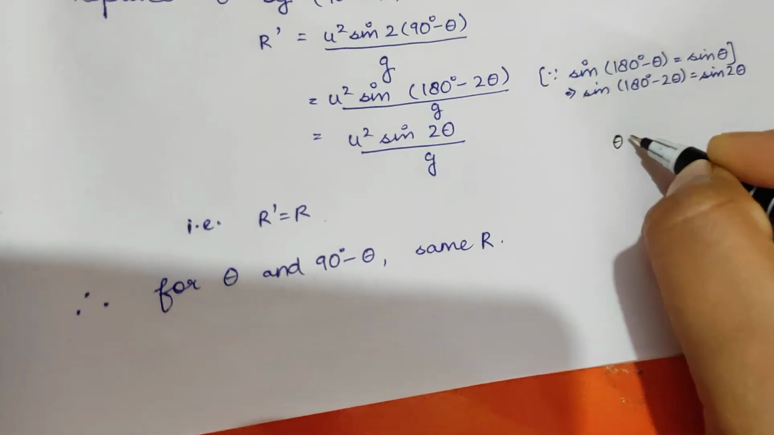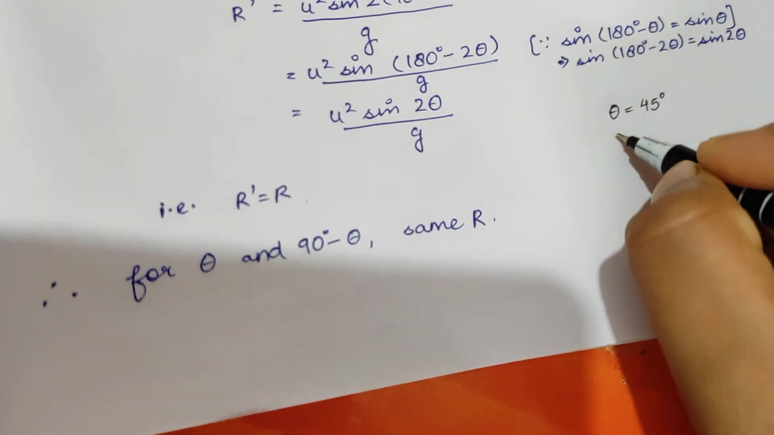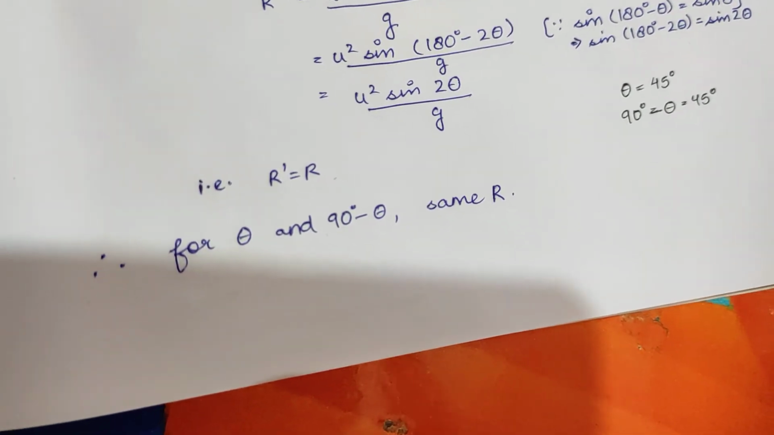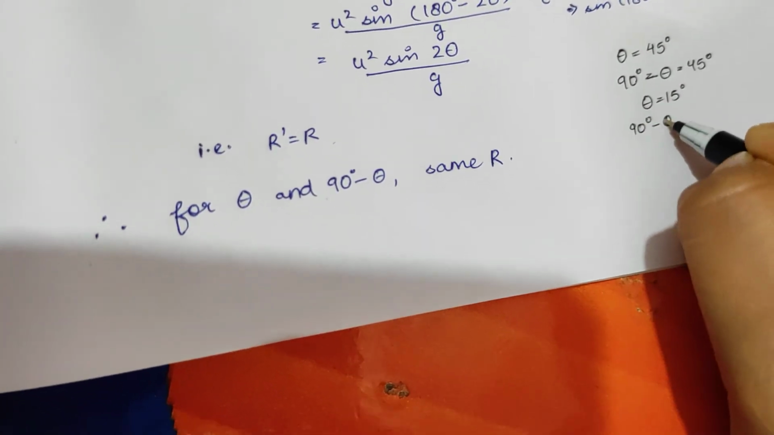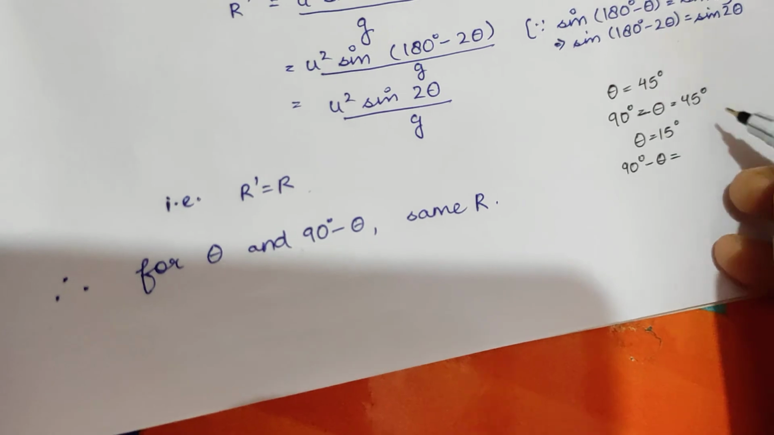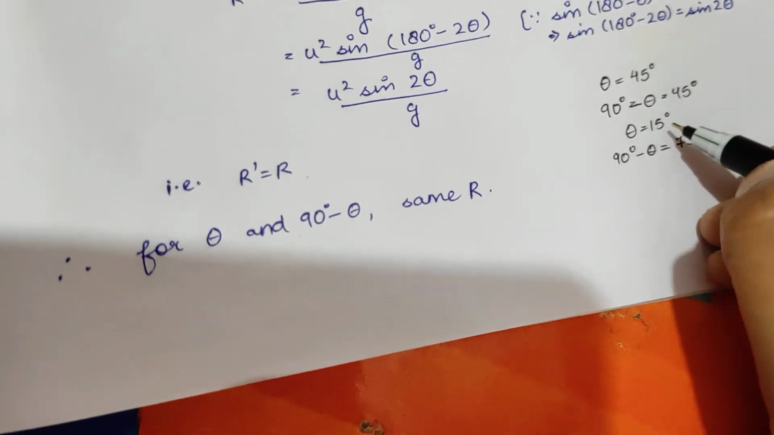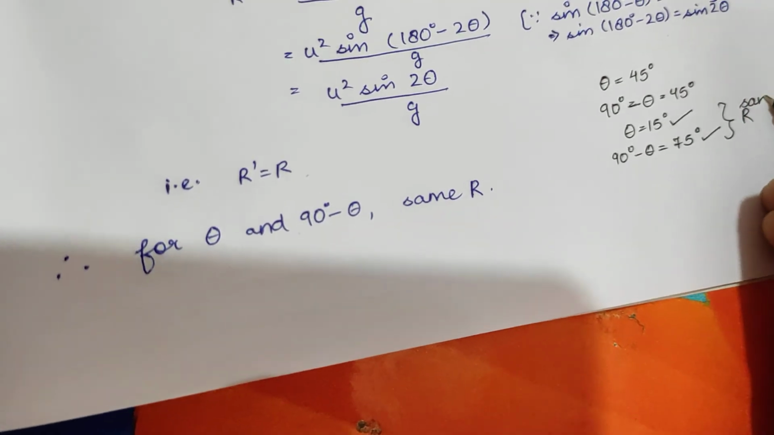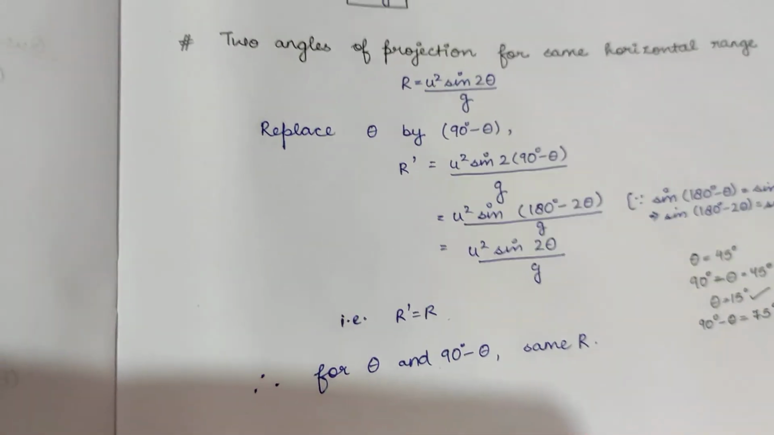Suppose I have theta is equal to 45 degree. Fine. So what will be 90 degree minus theta? It will also be 45 degree. Yes. Or I say I have theta is equal to 15 degree. So what will be 90 degree minus theta? It will be 75 degree. Okay. So for 15 degree as well as for 75 degree, we will get the same horizontal range. Similarly, you can find for more angles also. I hope you all have understood till here.